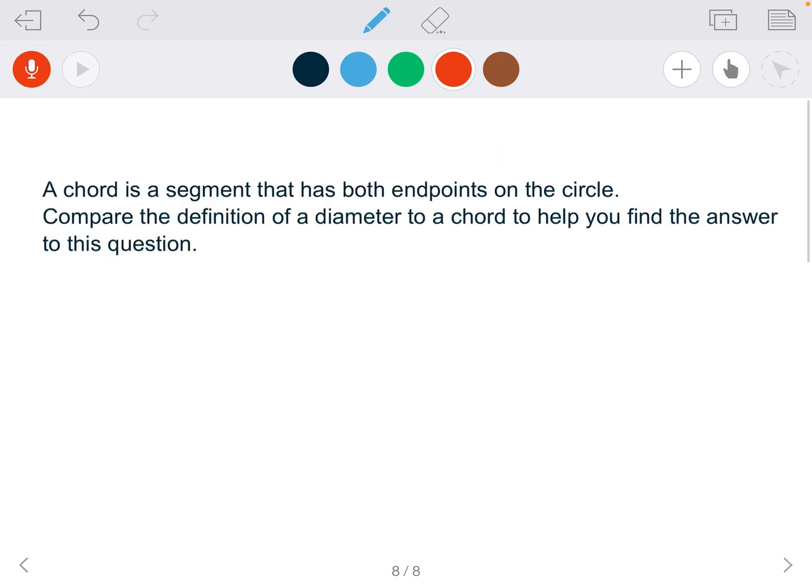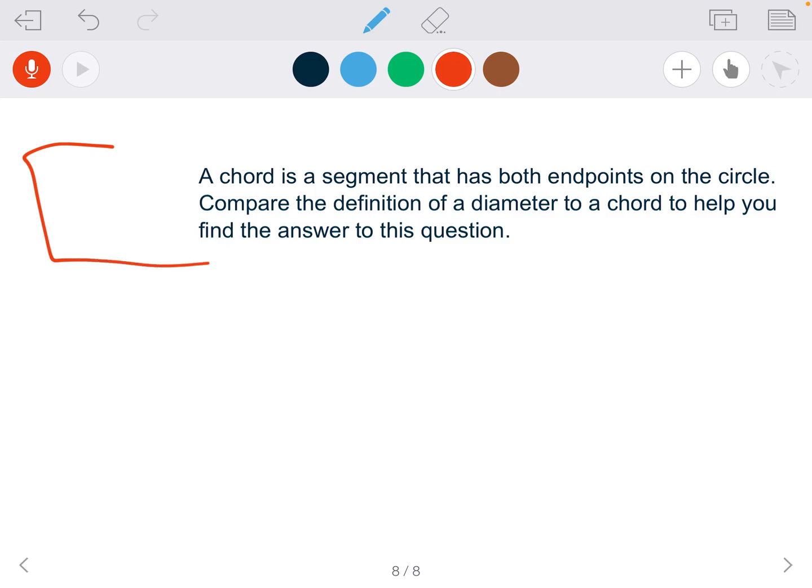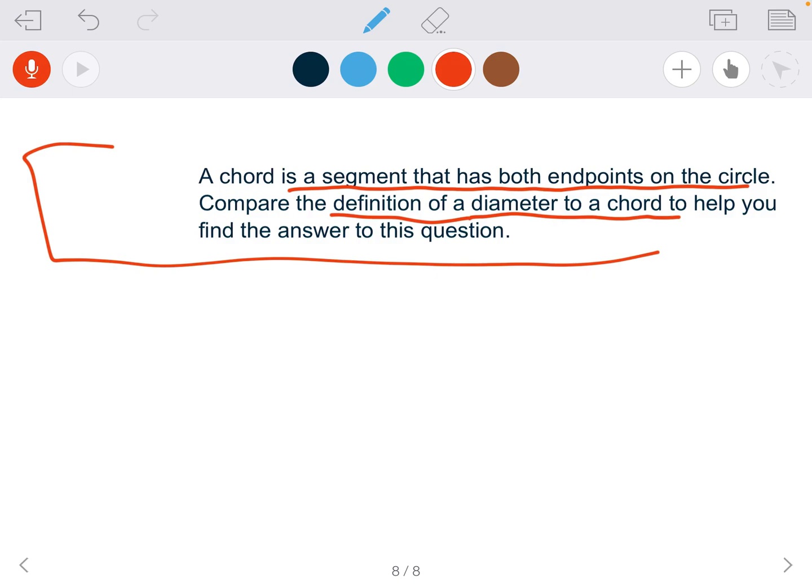And then the last one, remember that a chord is a segment with both endpoints on the circle. Know the definition of a diameter, and that will help you answer that last question. So you're comparing that definition of a diameter to a chord, and that will help you get your 3 points.